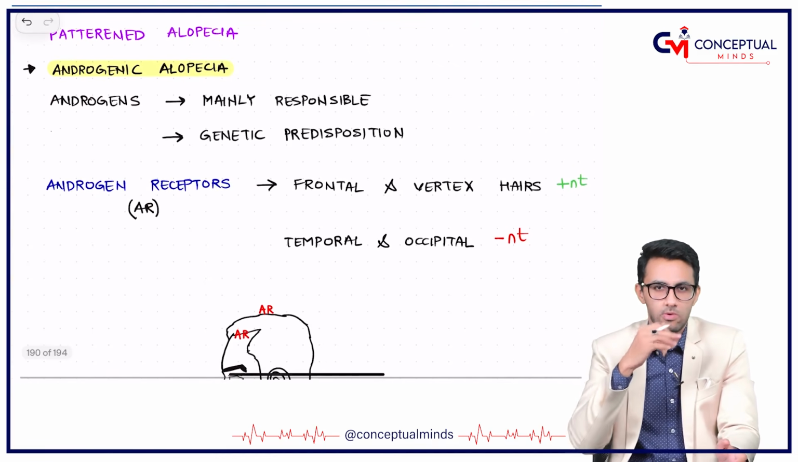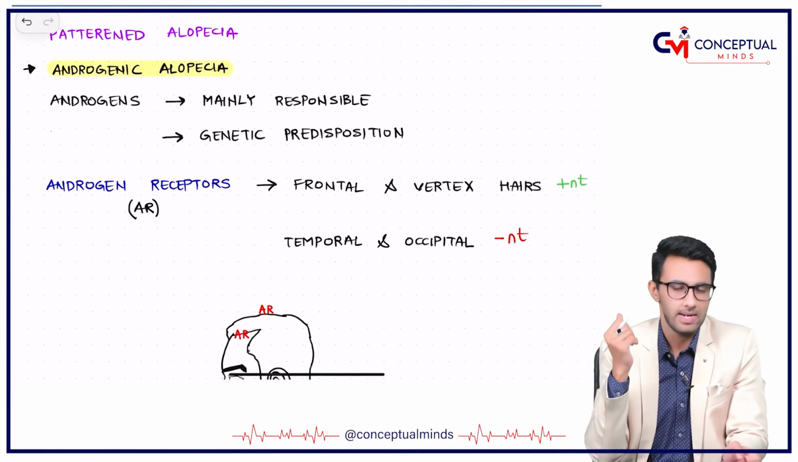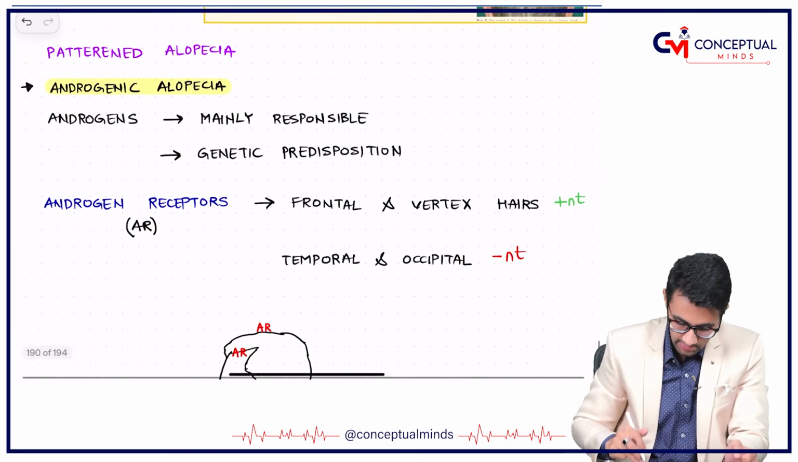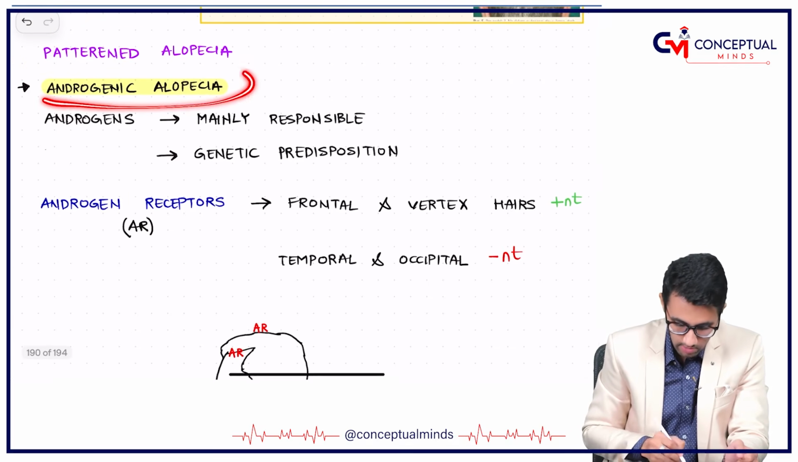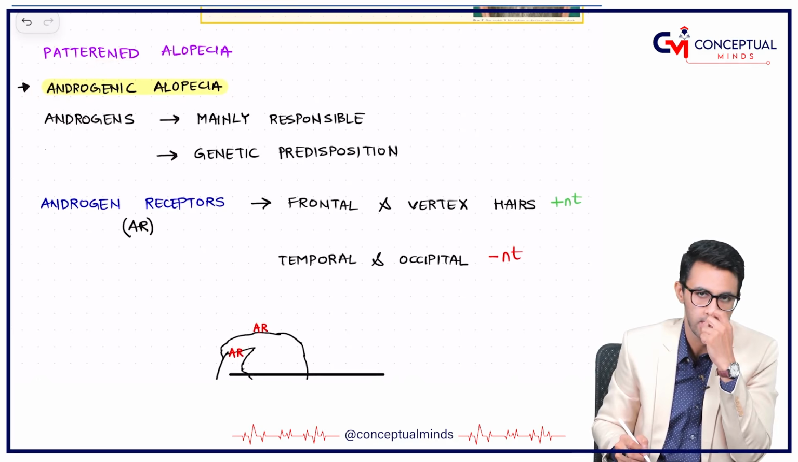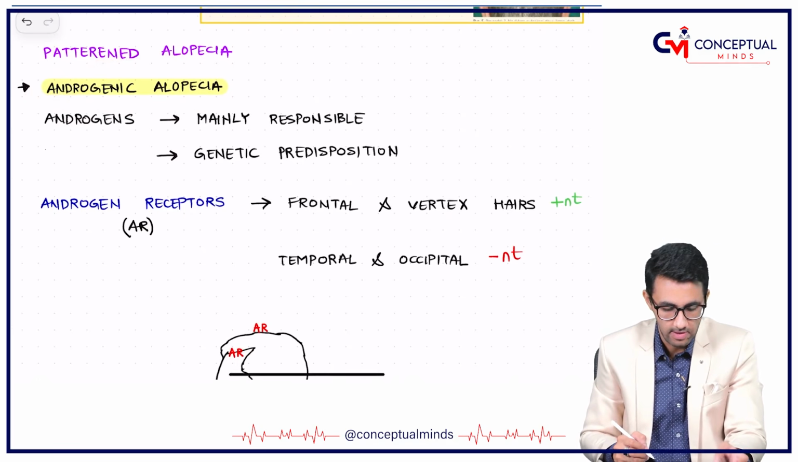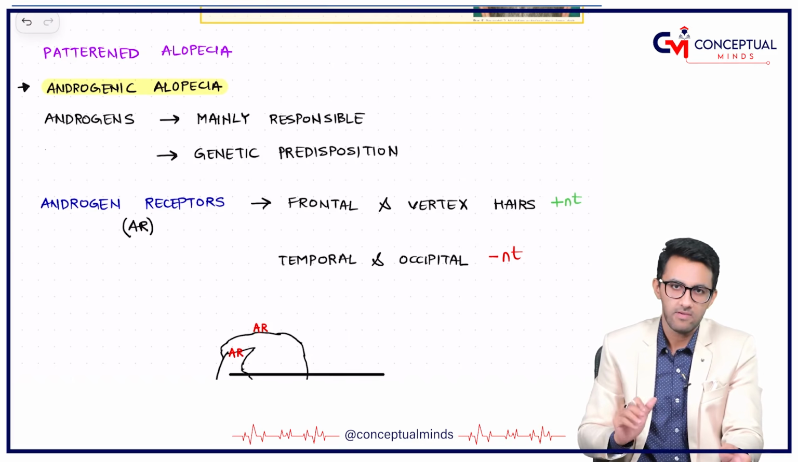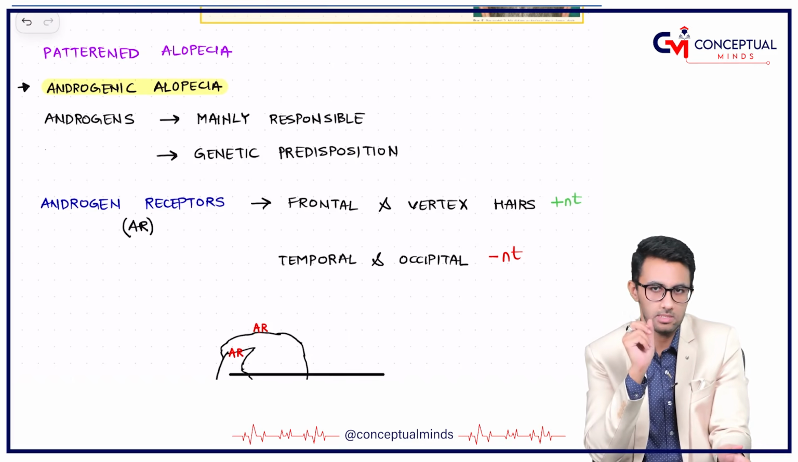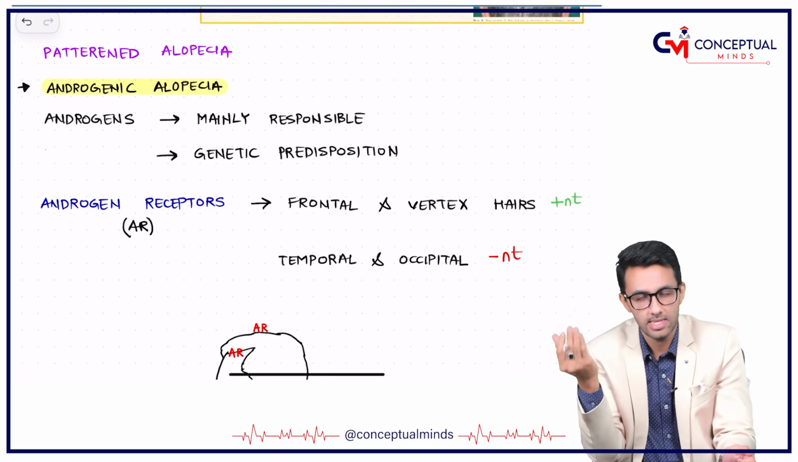So we are done with that whole thing. Now we are going towards patterned alopecia. We'll see about androgenic alopecia, because of the androgens. What types of alopecia could be elicited, we'll be reading about that. But first we should know about the receptors. If we know about the receptors, it is easy to understand.